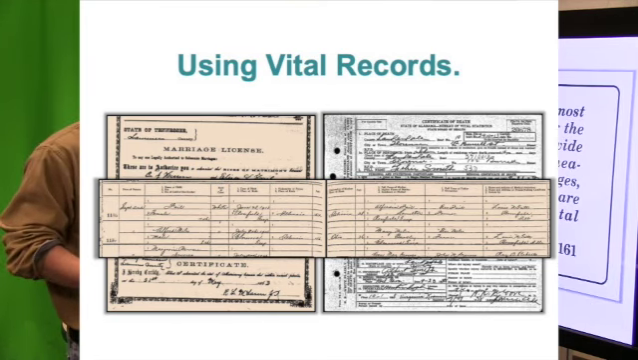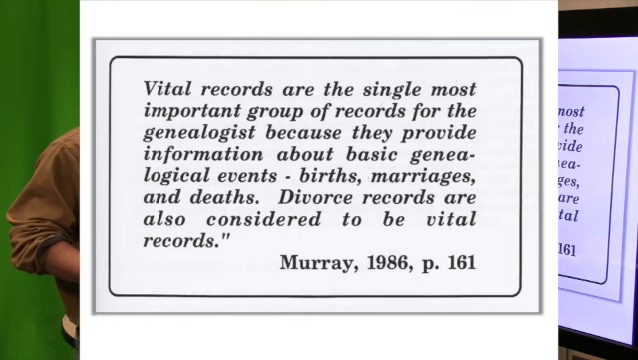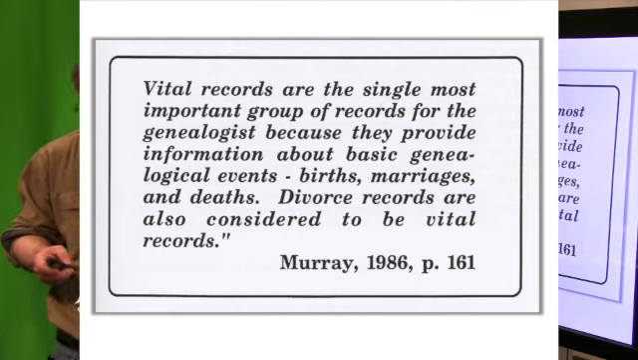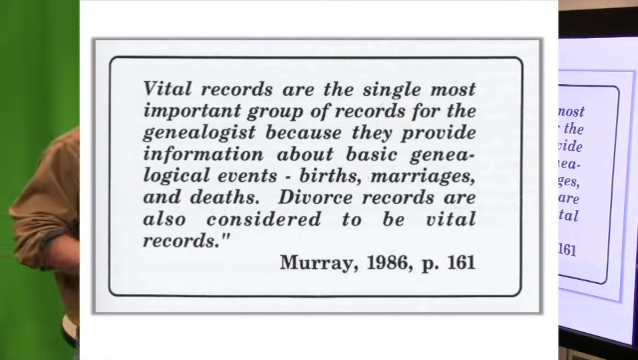And vital records are some of the single most important genealogical records you can get because they provide basic information about genealogical events, the births, marriages, and deaths. And I won't talk a lot about divorce records, but they are also considered vital records. Ancestry does have some divorce records or indexes to divorce records online.